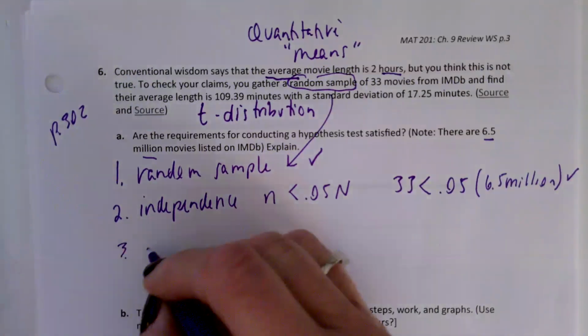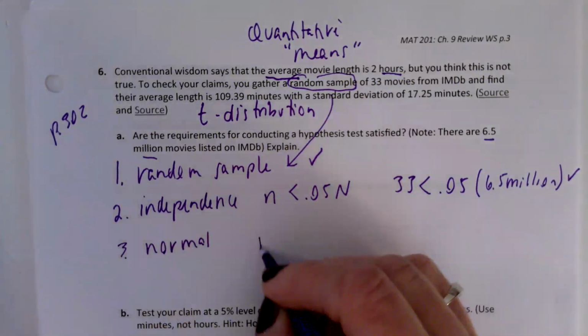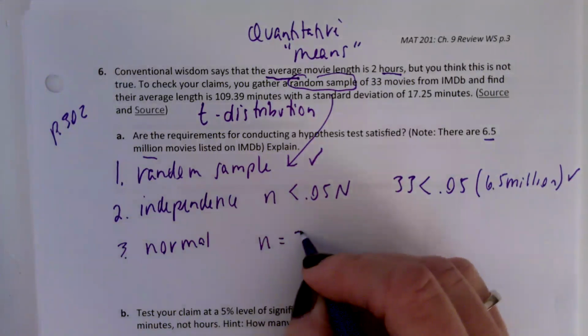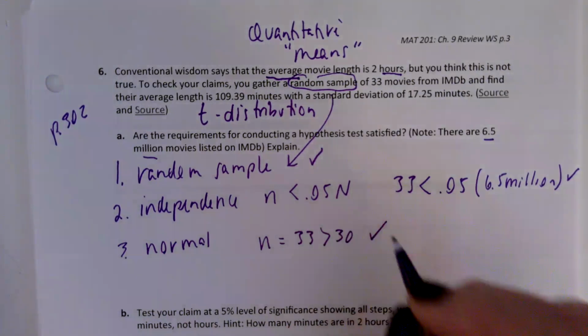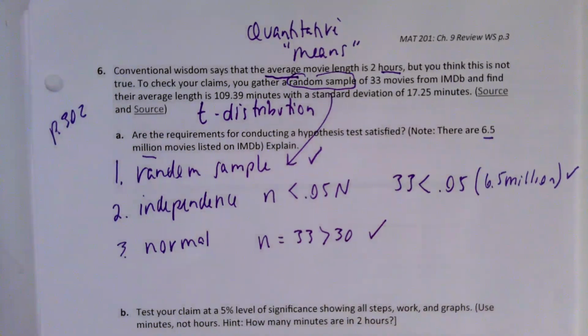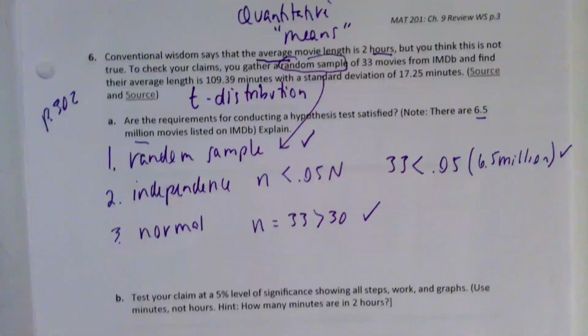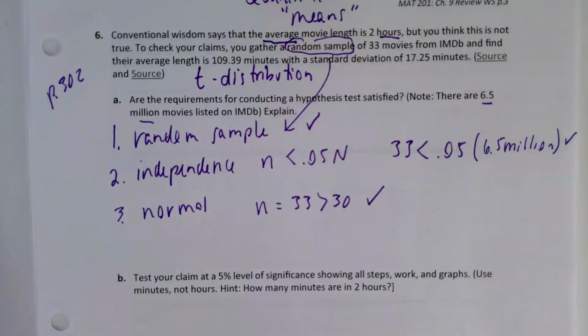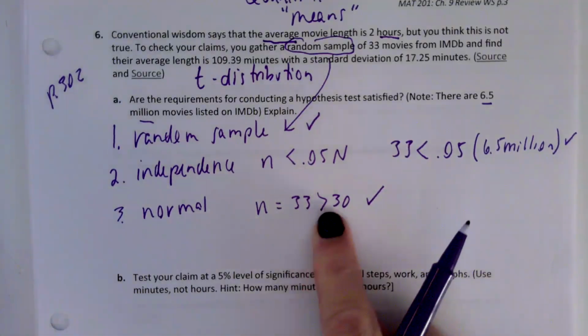And then the third thing that we're testing for is to check to make sure our distribution is normal. And if our sample size, which is 33, is bigger than 30, then yes, we can say our sample is normal. Or they could tell us that it's a normal distribution, but we don't know that here. Or we could be given a normal probability plot. But we don't need the normal probability plot, because we have a sample size that's bigger than 30.